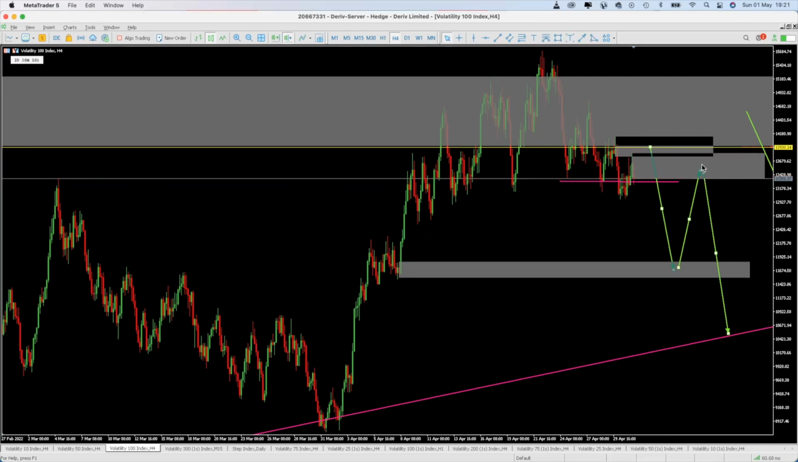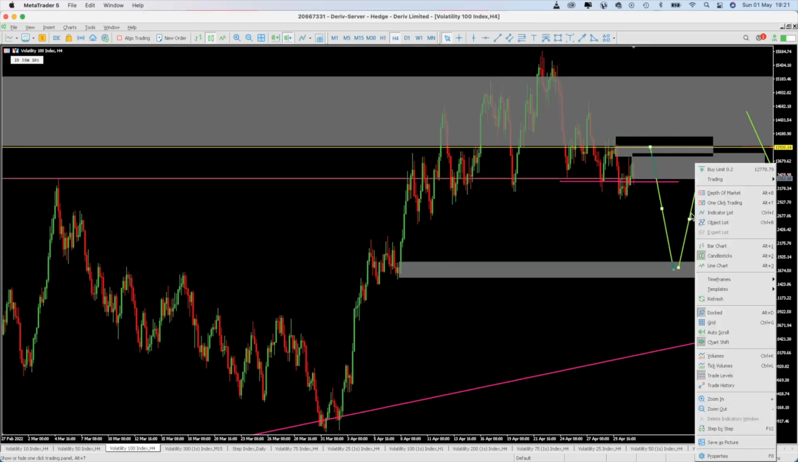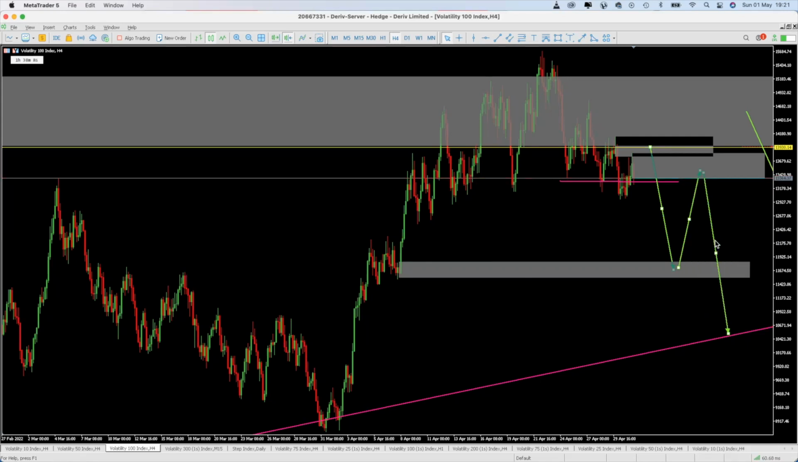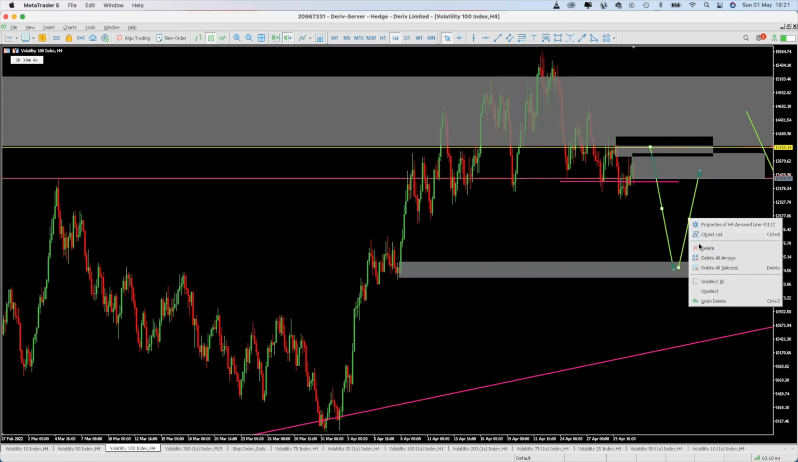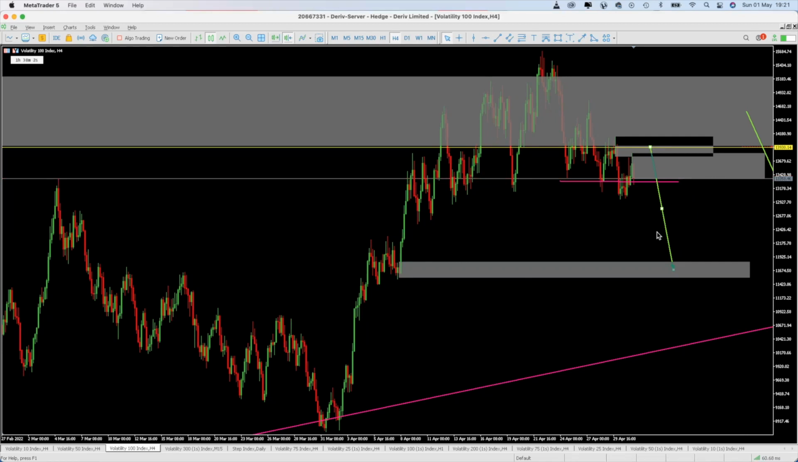Okay, I put my 50% and I'll trade it all the way down, because when it comes down, chances are they might break this level. Okay, so that is it for VIX 100.